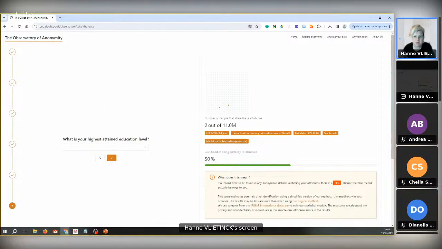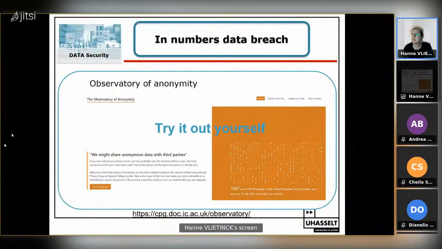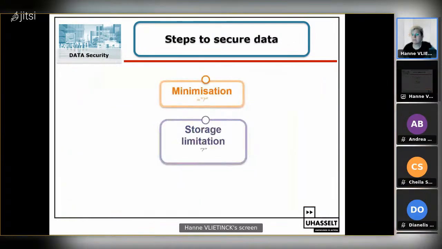So I'm going to share my PowerPoint again. Okay, you see my PowerPoint again. If not, let me know. It says that there is one person with all these characteristics. I don't even know if there is one person, it's me.